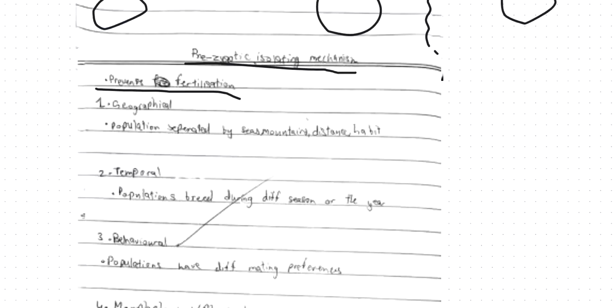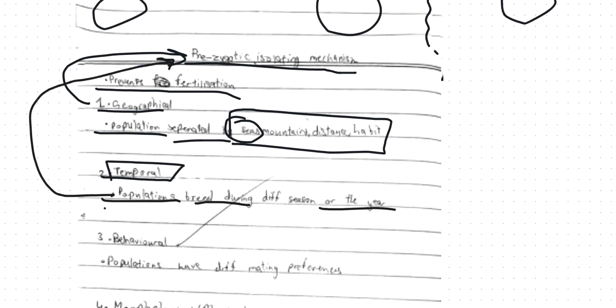The first one is caused by geographical barriers. So populations are separated by geographic barriers. It can be mountains, rivers, or any type of geographical isolation. And if geographically isolated, then you will have pre-zygotic isolation. And the second type is temporal. This means that populations breed during different seasons of the year. This will also cause pre-zygotic isolation.